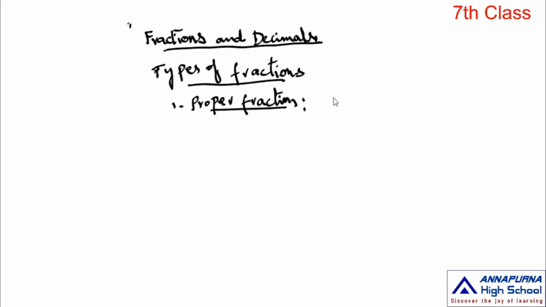It means in a given fraction, suppose take one fraction, 2 by 5 is there. If you observe this fraction, 2 is the numerator, 5 is the denominator. In this fraction, 2 is less than denominator. Such fraction is called proper fraction. That means if the numerator is less than denominator, then it is called a proper fraction. We can write the same thing in a given fraction.